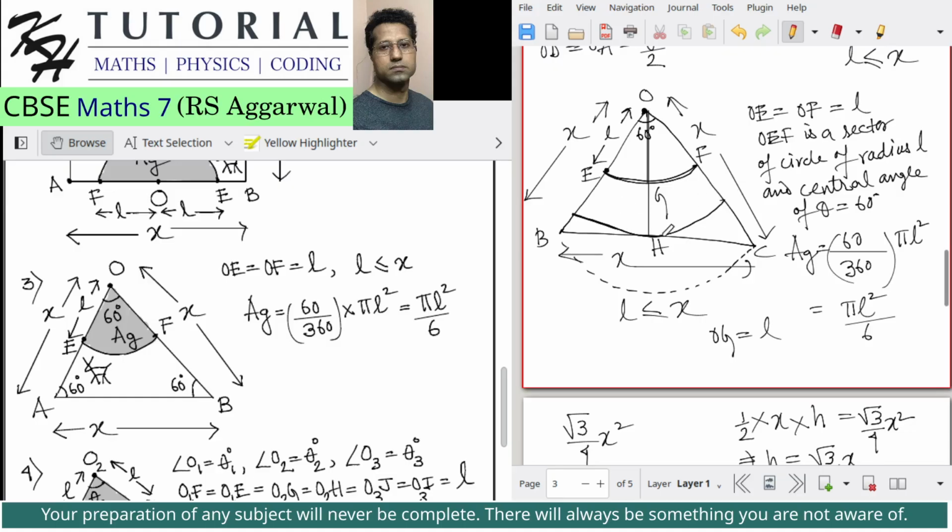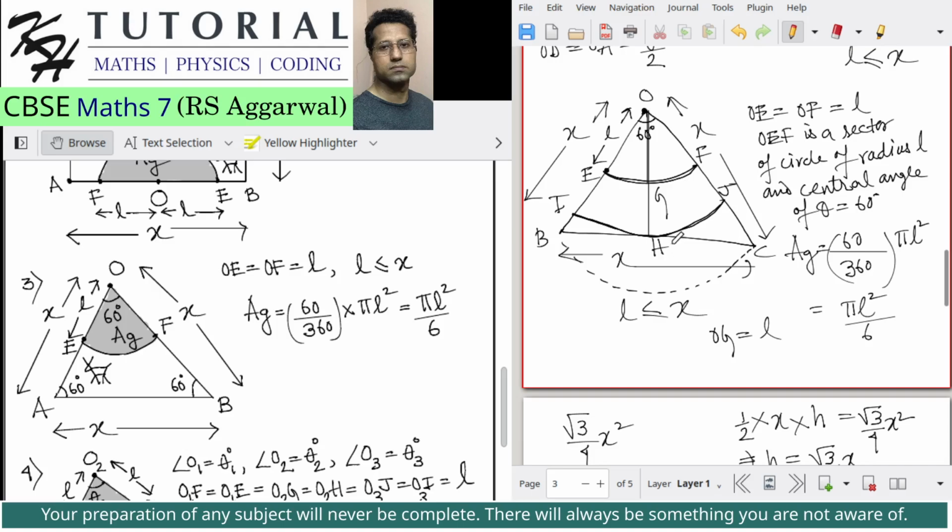Let's say this be I and this be J. So the sector will now be OIJ, and the arc IJ will barely touch the side BC at the point H, and so in that case, L will be equal to root 3 by 2 x.